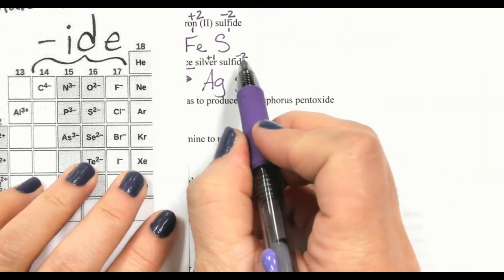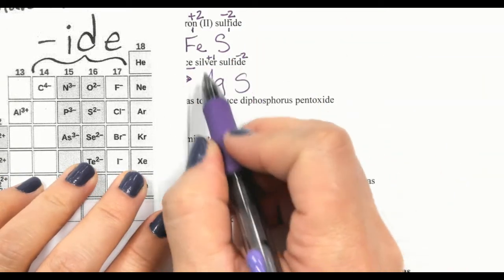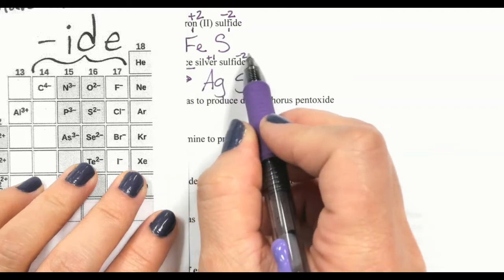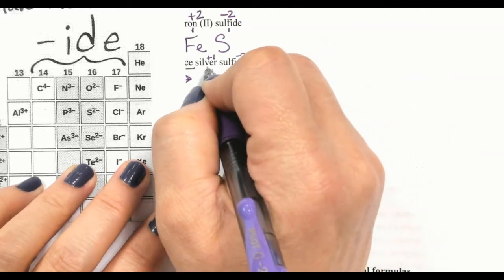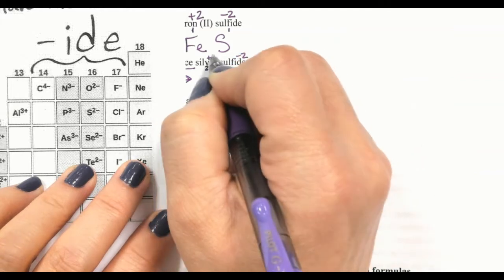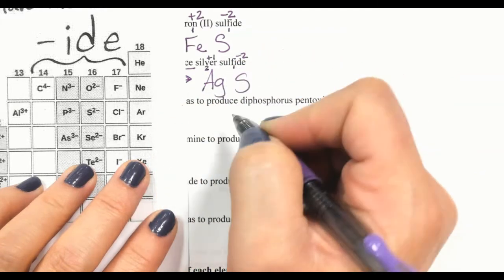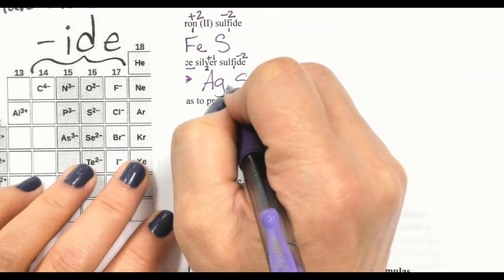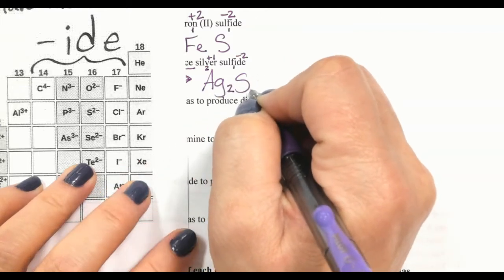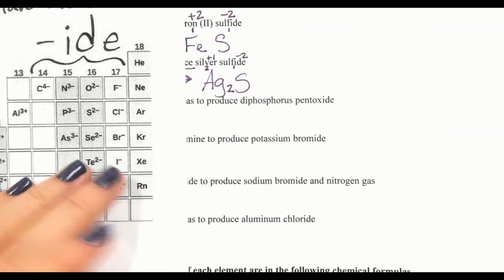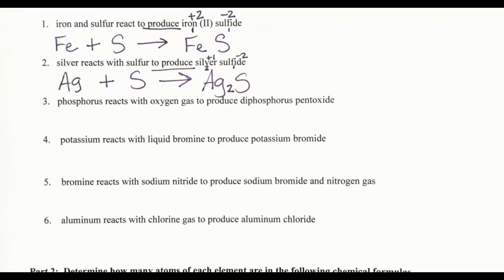Now, these charges are different. They don't cancel, so I'm going to crisscross them. This 2 means that silver has a subscript of 2, and that 1 means sulfide has a subscript of 1. So I should have a 2 subscript next to silver and a 1 subscript next to S, which we don't write subscripts of 1, so we'll just leave it as Ag2S.